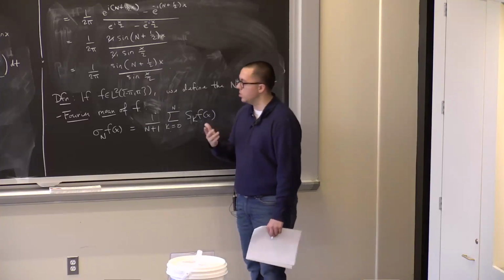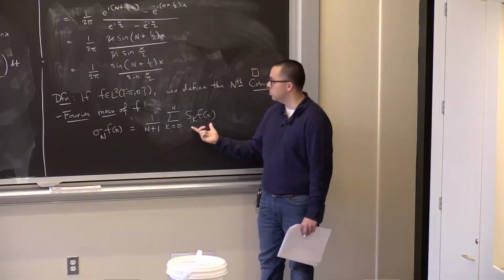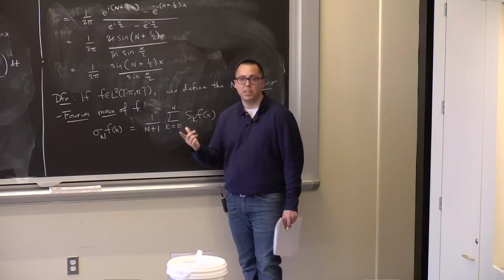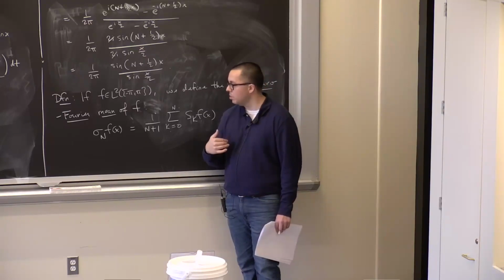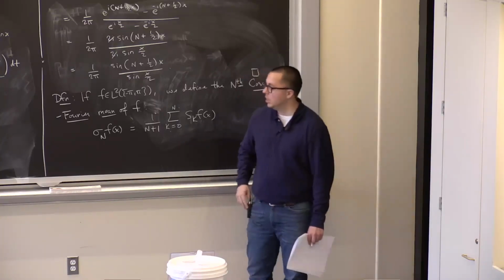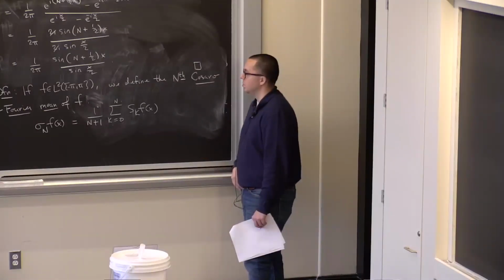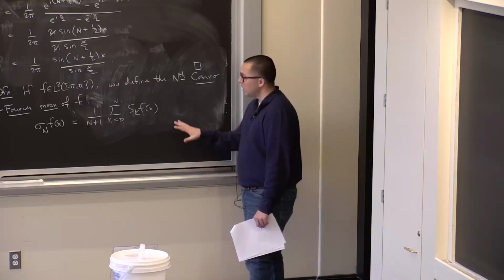All of that is to say that this object here, the average of the partial sums, we expect to behave better than the partial sums themselves. We expect it to have better convergence properties. And what does better convergence properties mean? Quite honestly, it means we should be able to show it converges to f in hopefully some sort of straightforward way. And that's what we'll do.